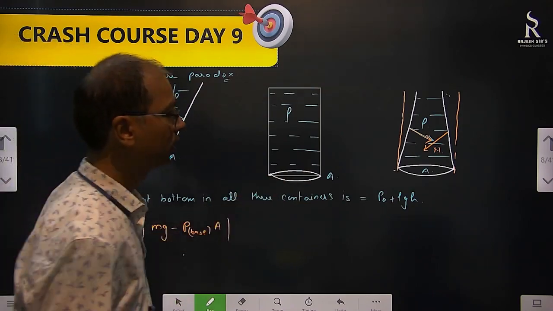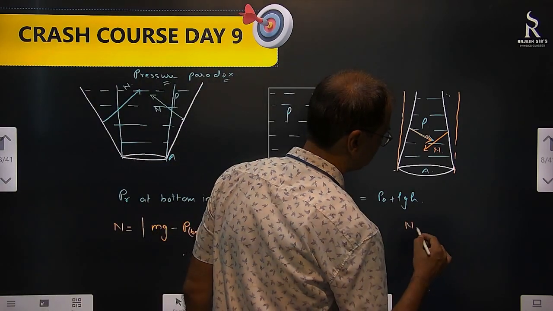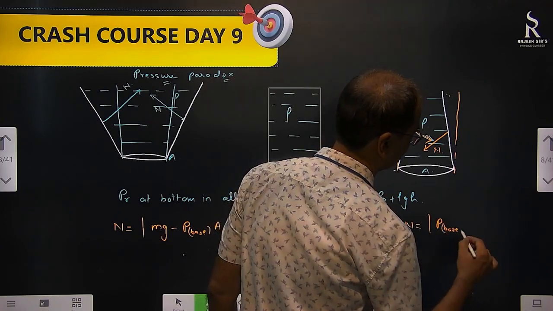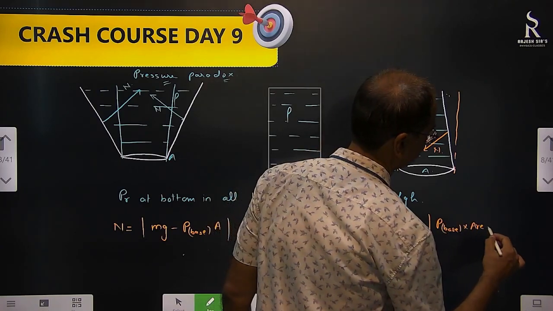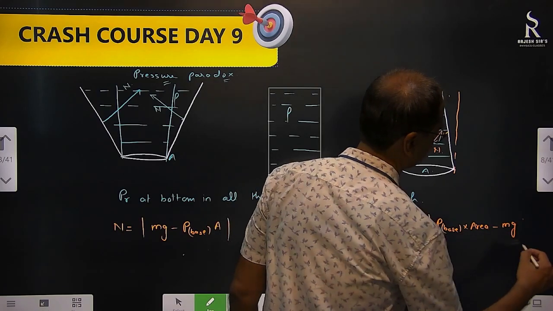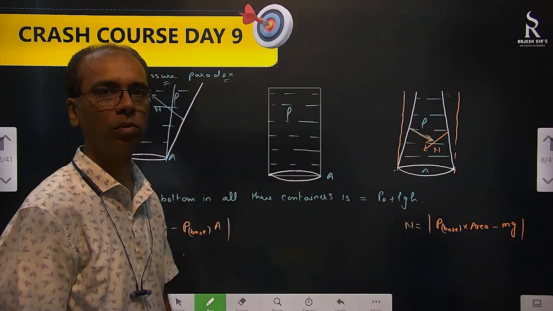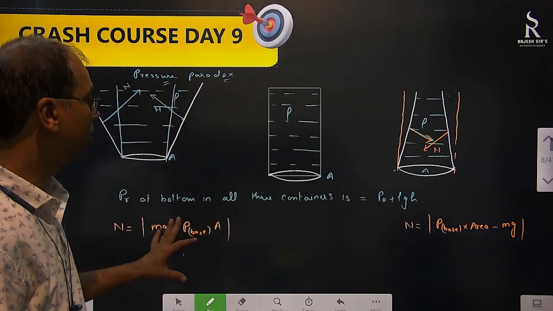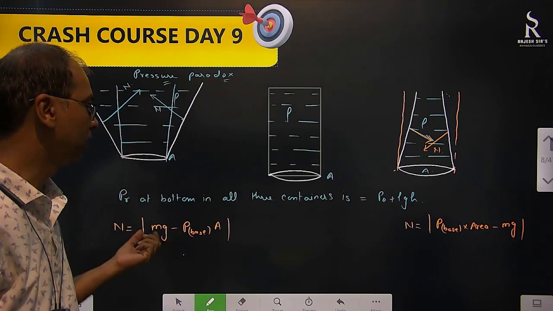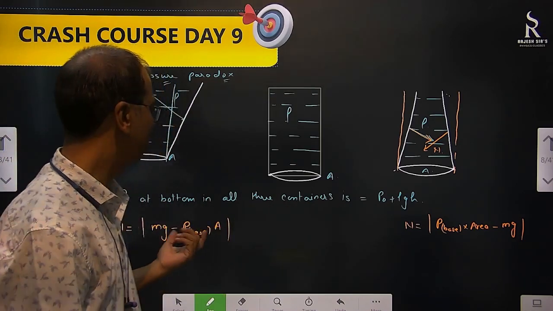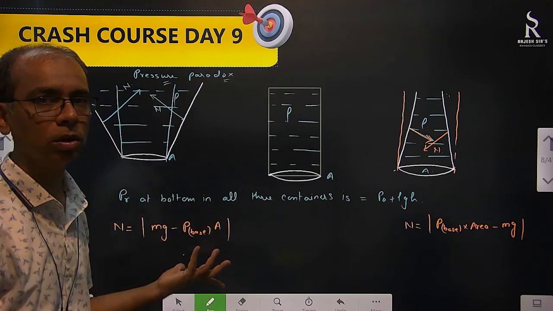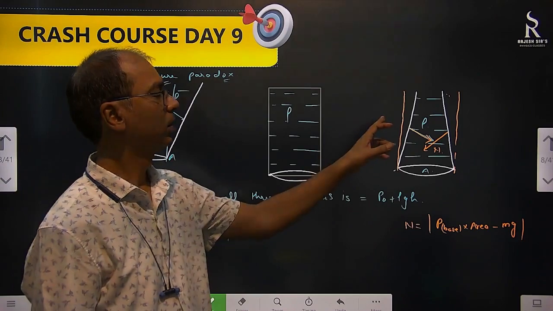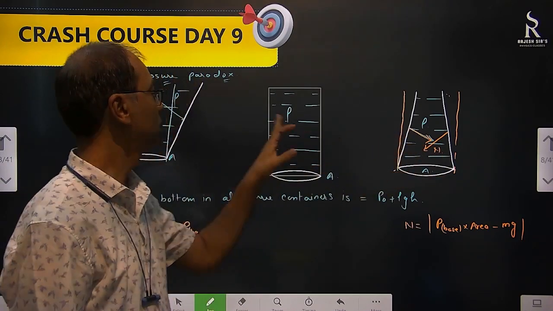In this case, what is there? Pressure at base into area minus mg. In this case, it is 0. Normal contact force is 0. So if they ask you what is the normal contact force exerted by the walls of the container, these are the expressions. Remember this also because I have already put the mod, so you will get the same answer. But you have to remember that in this case the normal contact force acts down. In this case, it is acting up.